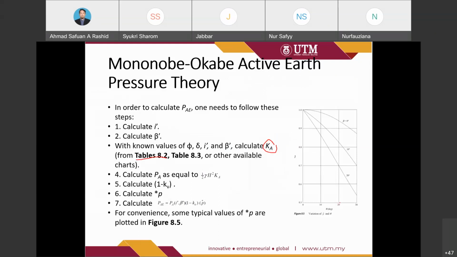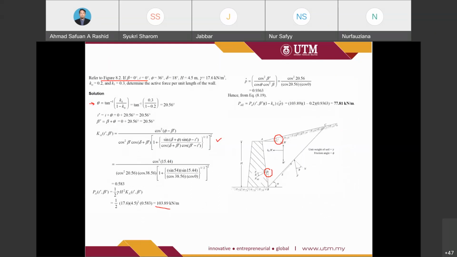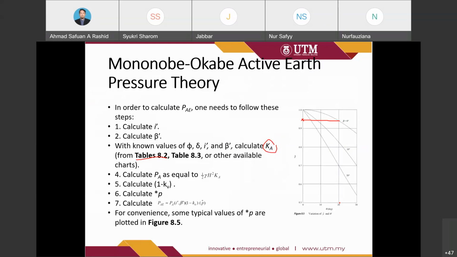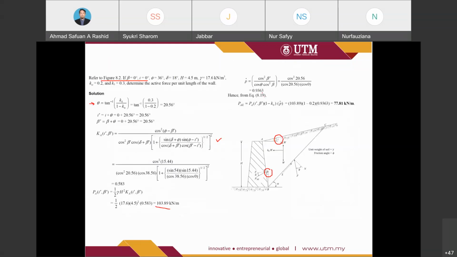Approximately here, and the beta is equal to 0. So then we can estimate the value of the asterisk P. By the calculation, we obtain 0.9363. By looking at this graph, we can consider around 0.95, 0.94. So that is the asterisk P.